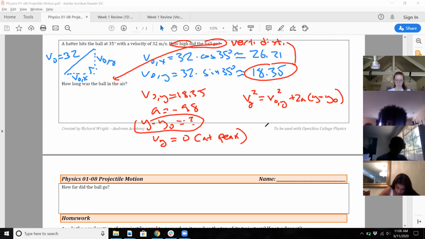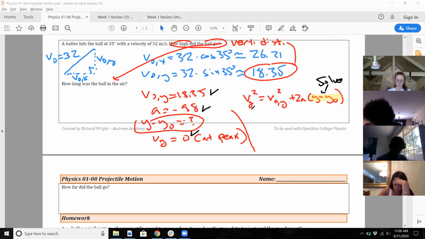So I just need to grab my charger because I realize my computer's about to die. So why don't you guys go ahead and solve for this. So you're solving, and you have all these numbers here you can now plug into the equation. So go and do that. I'm going to grab my charger in just a sec.